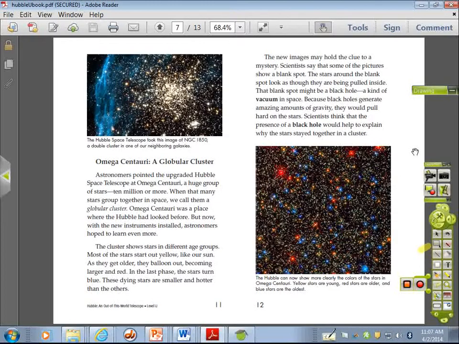There we go. Okay, the Hubble Space Telescope took this image of a double cluster in one of our neighboring galaxies. What's a double cluster? It probably has something to do with a cluster of galaxies. Oh, it says here. That's a question that you would have to read to do, but it's good that you're asking a question as you skim. Oh, this is fun to read. Everyone likes to read about black holes, and there's something about it.